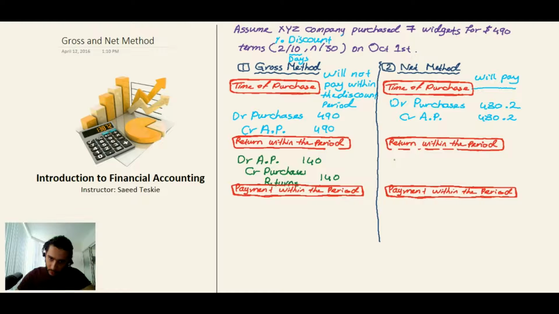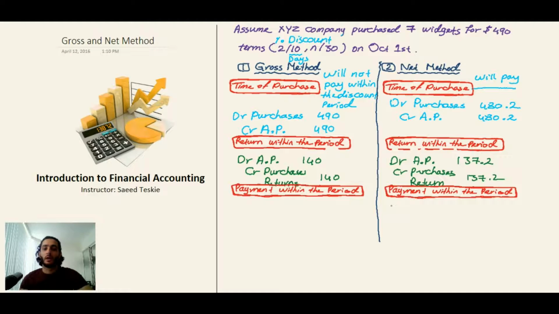So the same, we will debit accounts payable for 137.2, and the same, we will credit purchases return with 137.2. So we are seeing what is the difference between the two.